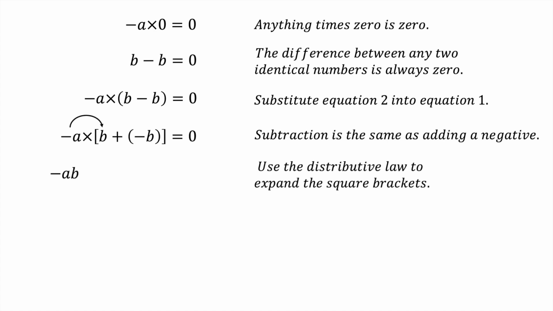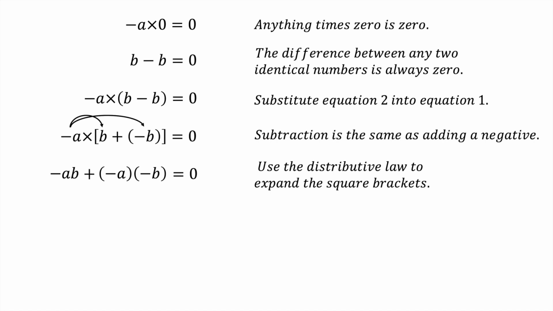We are now going to use the distributive law to expand the brackets on the left-hand side of the equation. First, negative A times B equals negative AB. Then, negative A times negative B equals negative A times negative B. And of course, the right-hand side is still 0. Looking at what we have done so far, you might think that this is all pointless and getting us nowhere. But these steps are important as they lead to the final step.